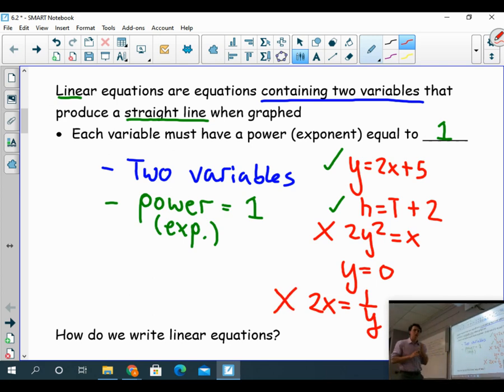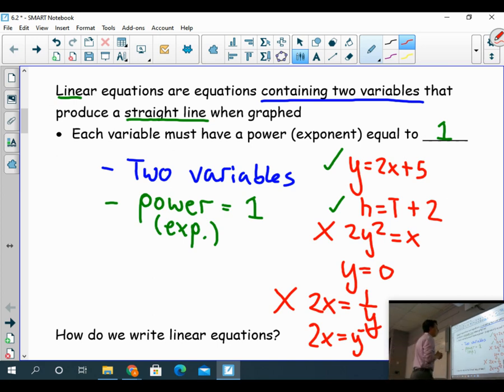This is a little challenge problem, a preview of chapter 8 when we will learn about exponents. And what you learn when you learn about exponents is that if the variable is ever in the denominator of a fraction, it is equivalent to a negative exponent. This is actually y to the negative first, which again, that power is not equal to 1. If you don't believe me, if you graph this, you would in fact not get a straight line.